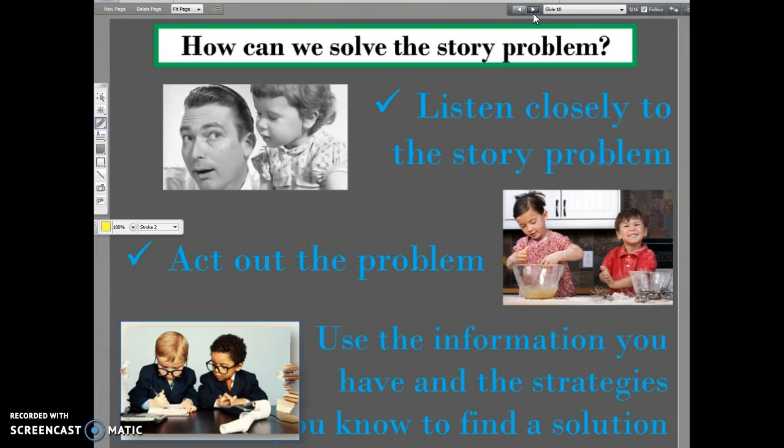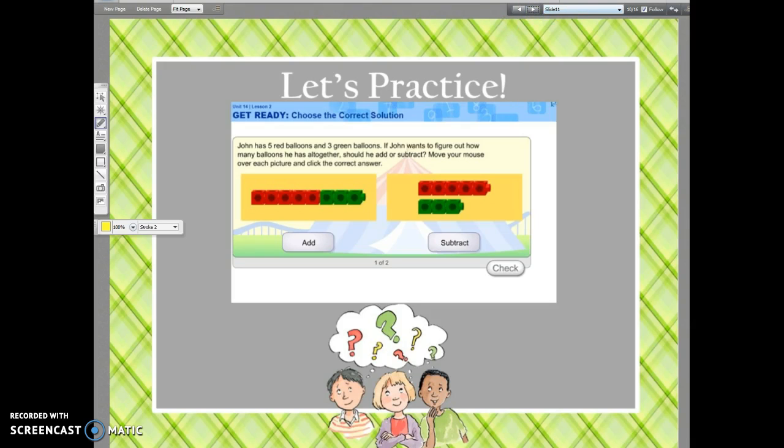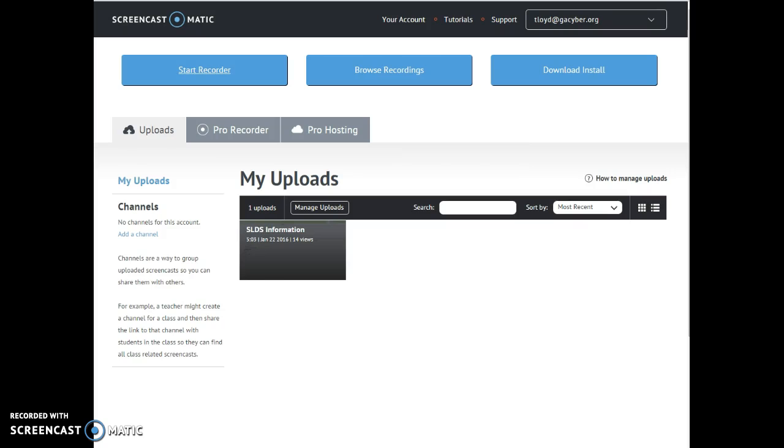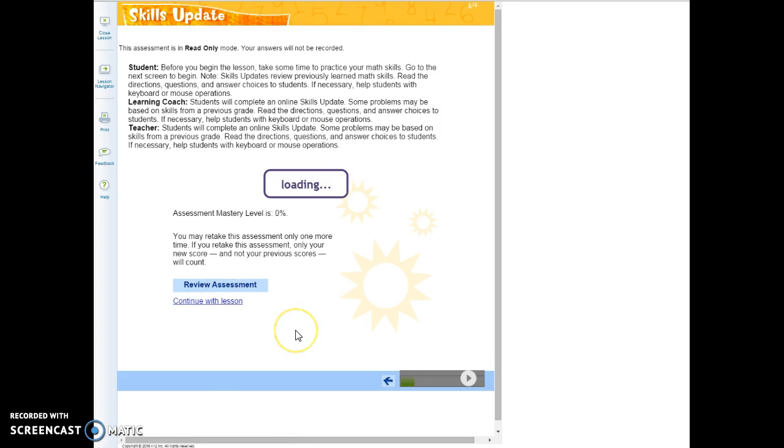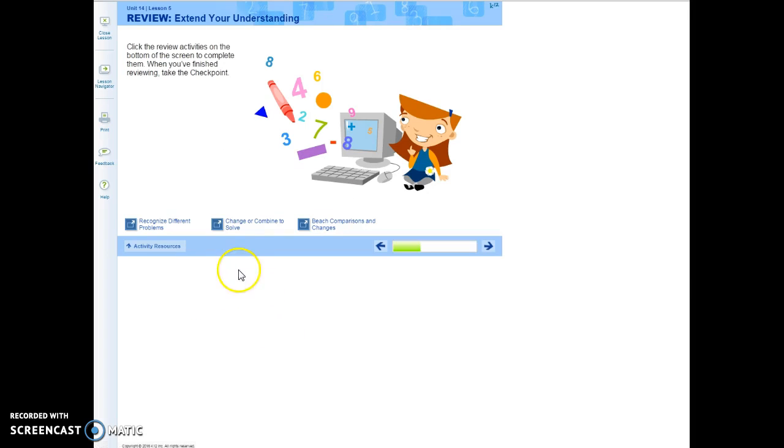How can we solve the story problem? Listen closely to the story problem, act out the problem, use the information you have and the strategies you know to find a solution. So what we're going to do now is practice. We are in Unit 14, Lesson 5. The first thing you're going to do is review the assessment. We are extending our understanding.